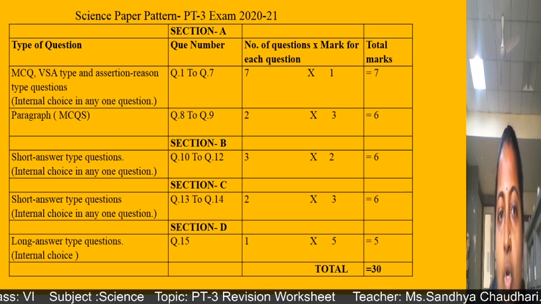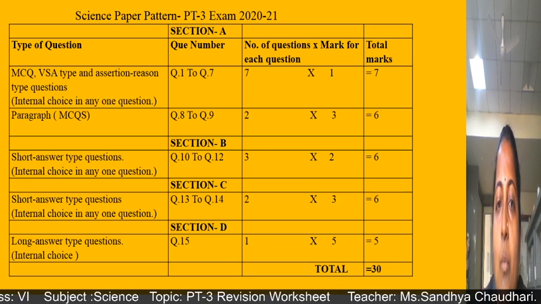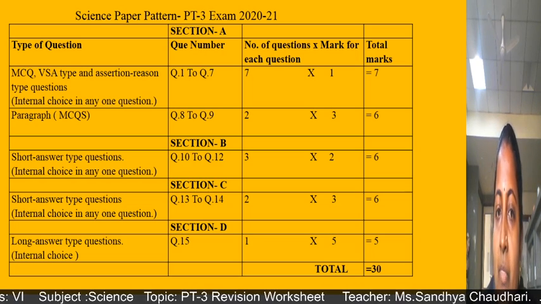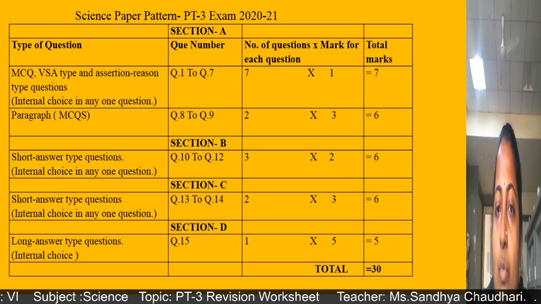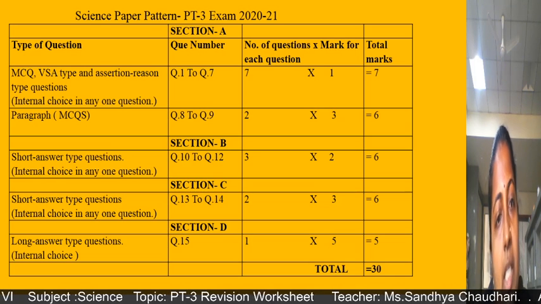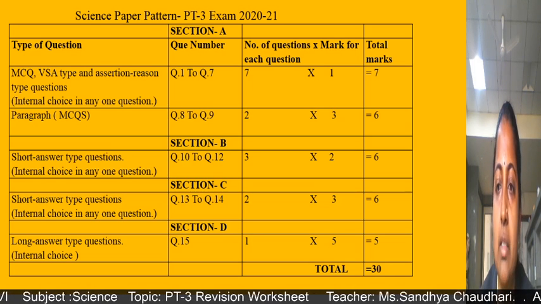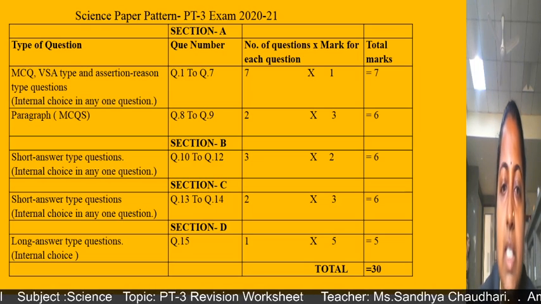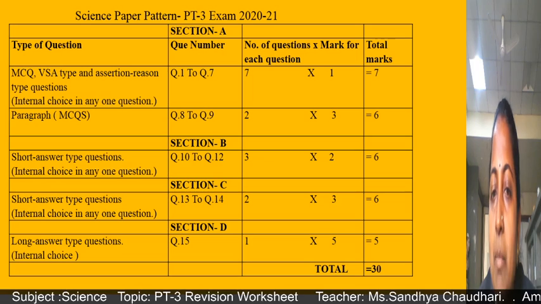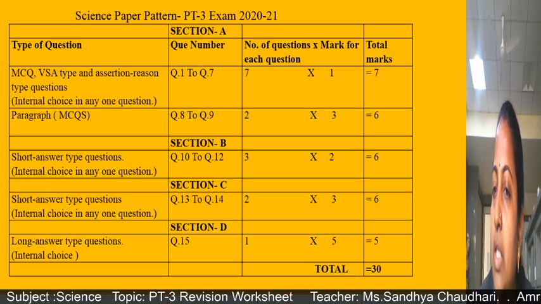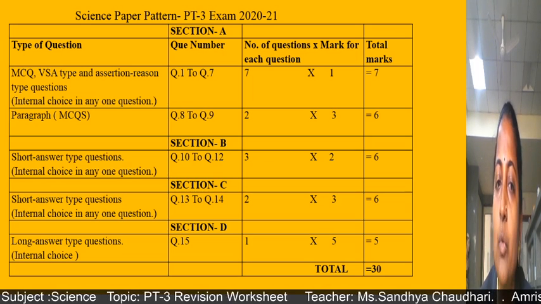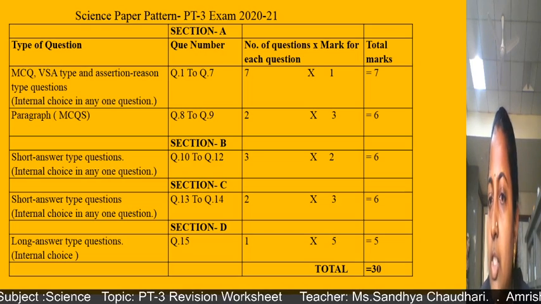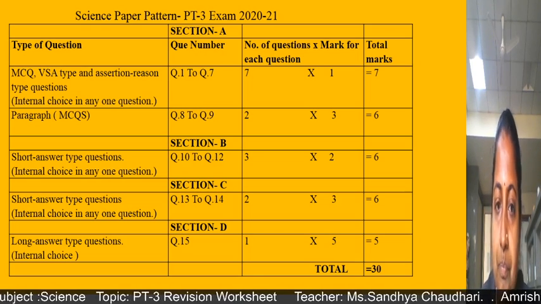In section B, short answer type questions will come from question number 10 to 12, and each question will have 2 marks, so total 6 marks. In any one question you will get an internal choice. Then in section C, each question is for 3 marks. 2 questions will come, question numbers 13 and 14. Out of that you will get 1 internal choice in any one of the questions.